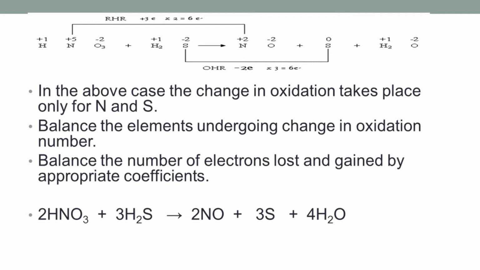This slide again is an elaboration of what was stated just now. Once you put the coefficients 2 and 3 for nitric acid and hydrogen sulfide, you get 2 moles of nitric oxide, 3 moles of sulfur, and since appropriate numbers of oxygen atoms are there, they have been changed into water because we have hydrogen sulfide which produces the hydrogen for it.